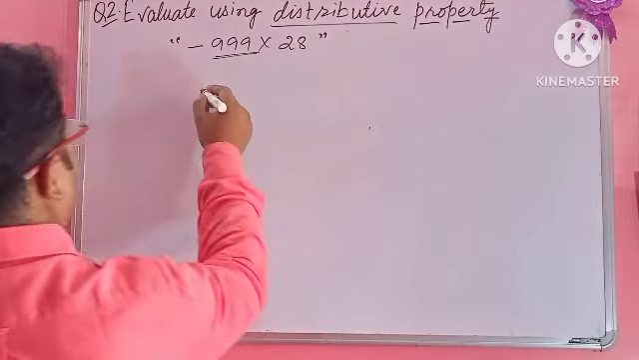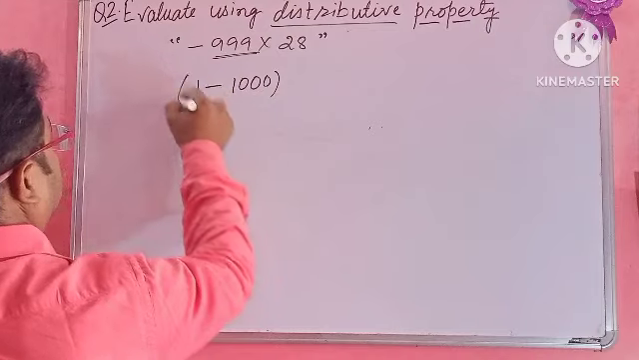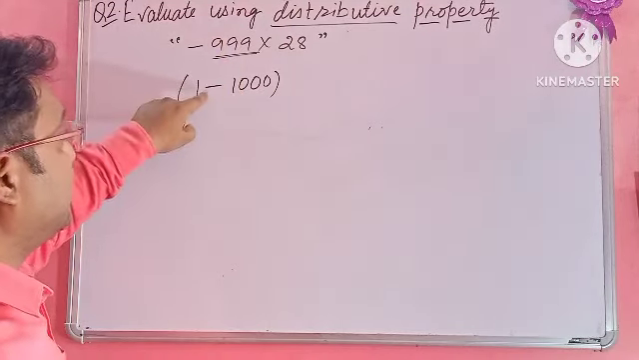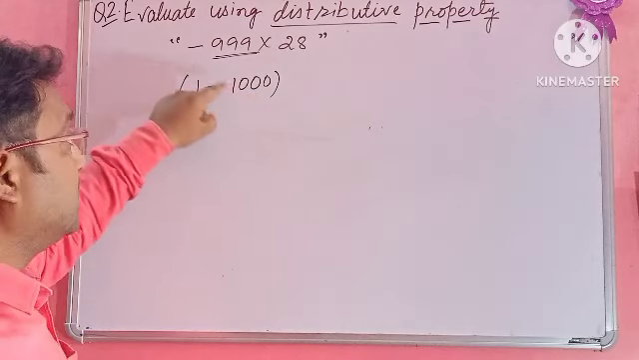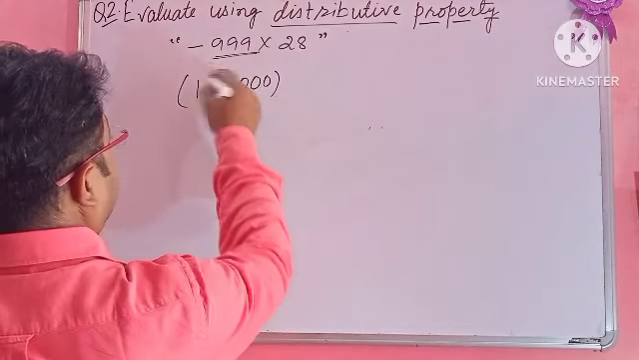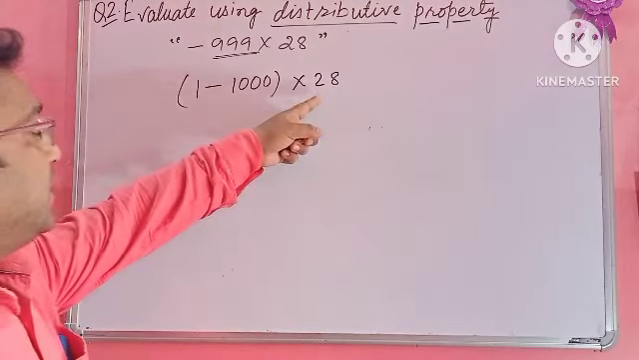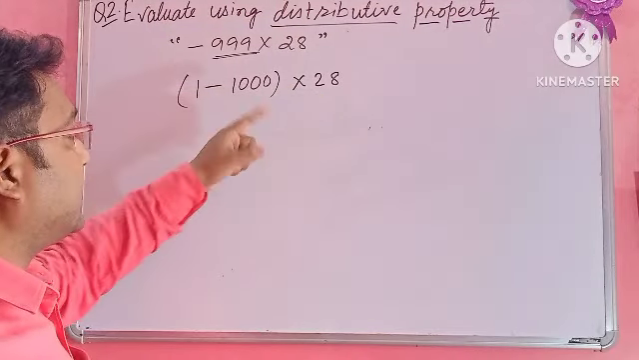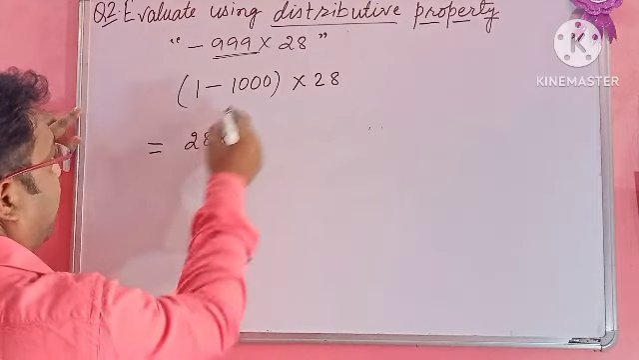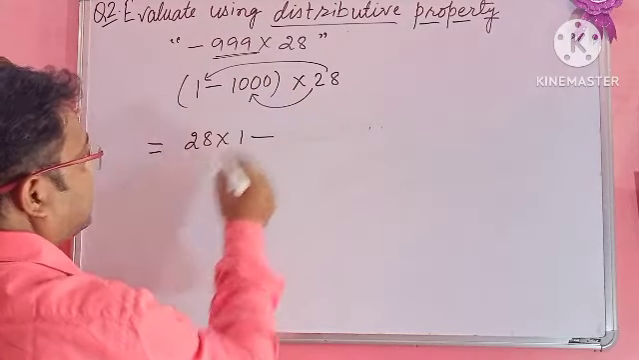Okay, so we can write it like this: 1 minus 1000. So 1 minus 1000 will give you 999, and see here the minus sign is with this 1000, so the greater sign is this minus, so we will put minus. Here it will give you minus 999. Now multiply with this 28. Here 28 is written outside this bracket, so 28 will get multiplied with this 1, 28 multiply 1, and then 28 again will get multiplied with this 1000. But before this, here it is minus sign.